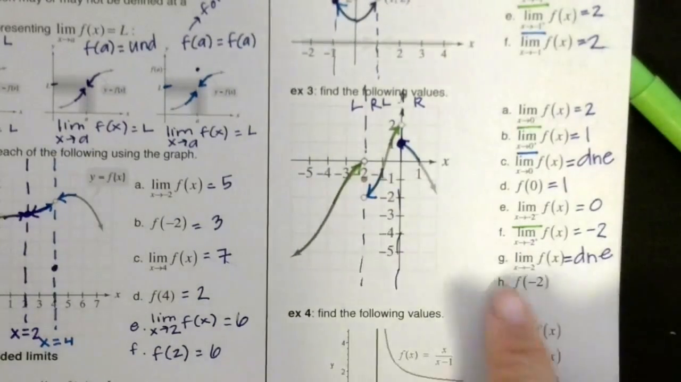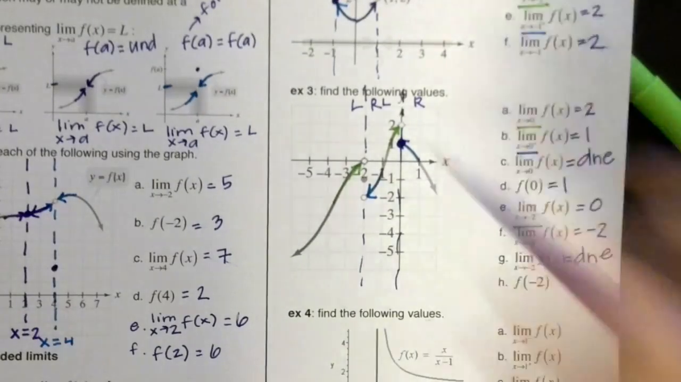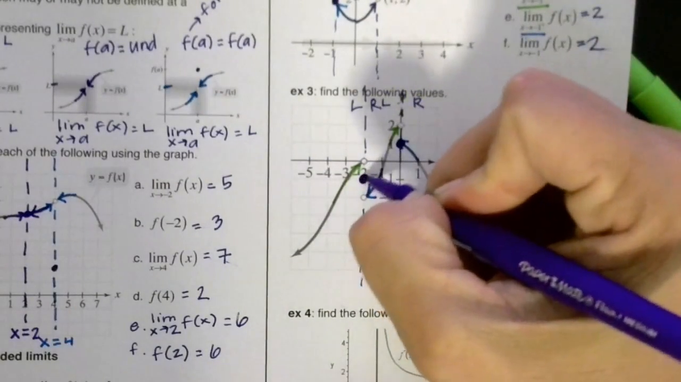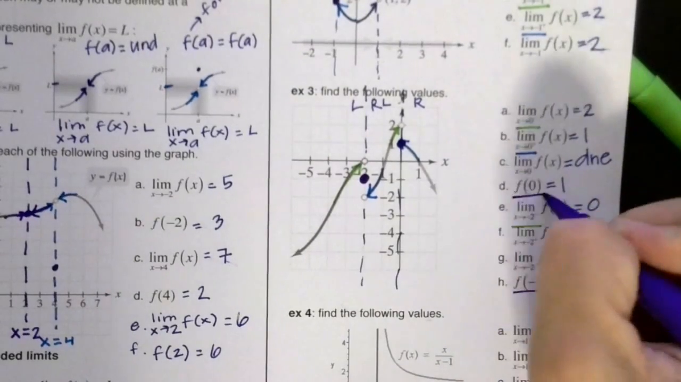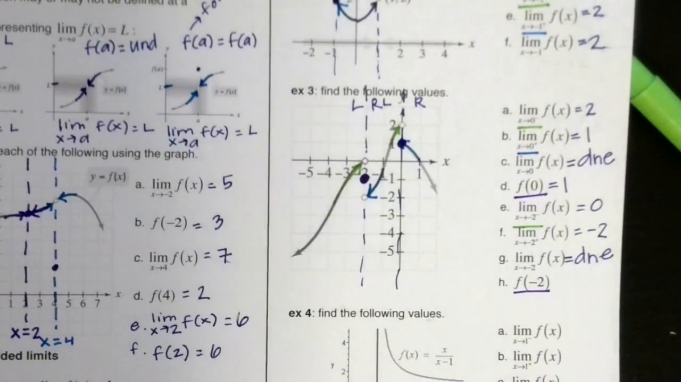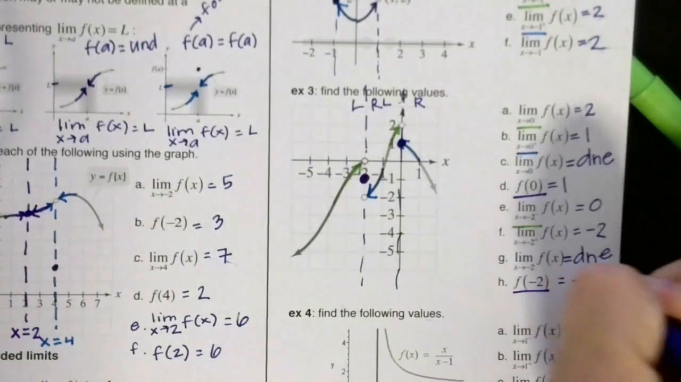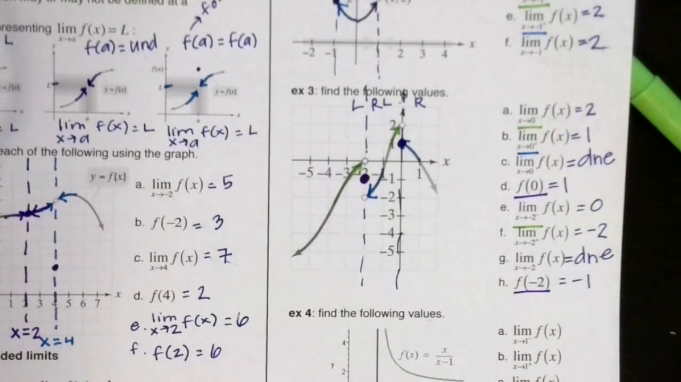Okay, but what is the function value at -2? So right here is where the closed dot is. I'm just going to highlight these right here. So the function value equals -1 on that guy right there. Okay?